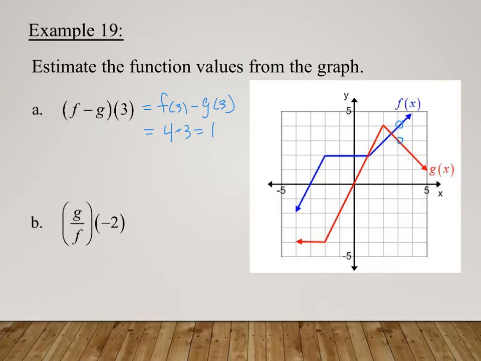So now in part B, we're going to do the same thing. We're going to evaluate g(-2) over f(-2). And now we go to the graph and we say, oh, where is g(-2)? g(-2) is right here, and we see it is 1, 2, 3, 4. It's at -4. And for f(-2), we come over and we see that it is at 2. So this is equal to -2.